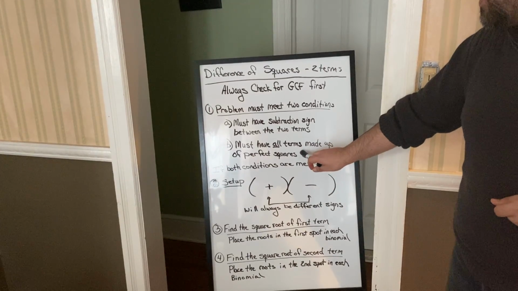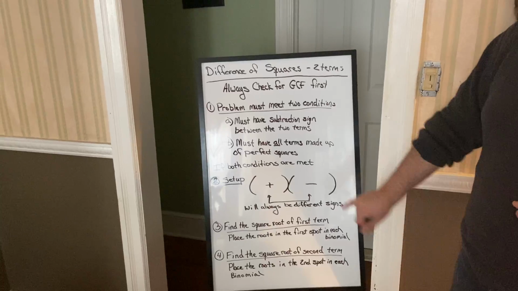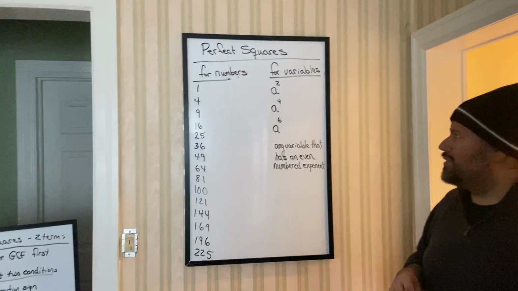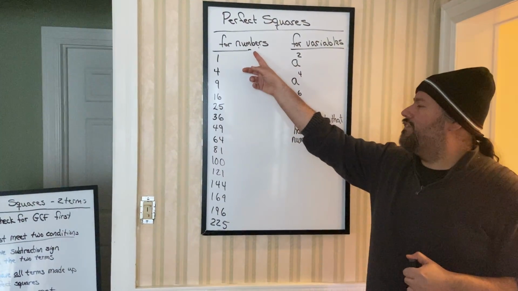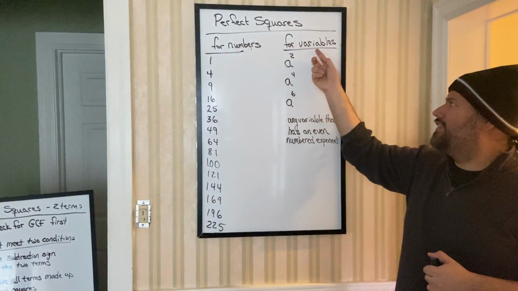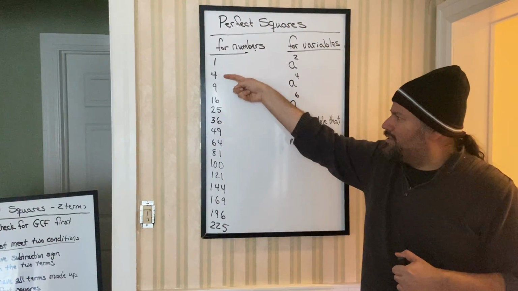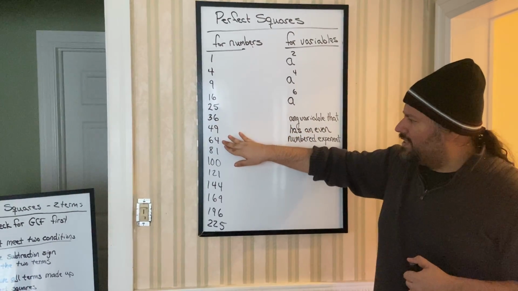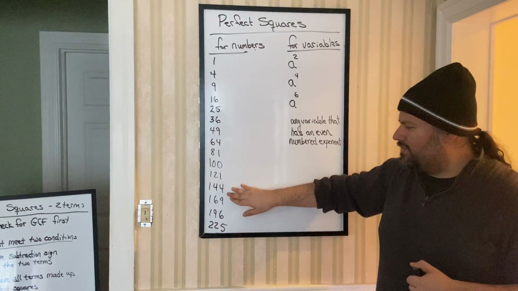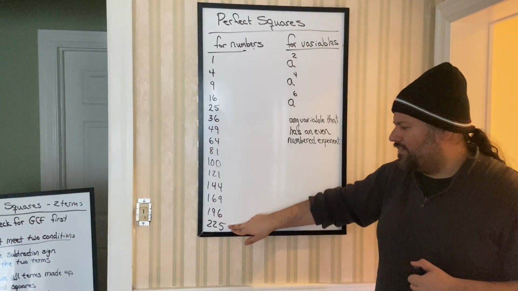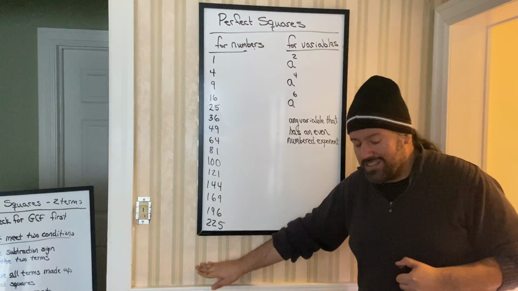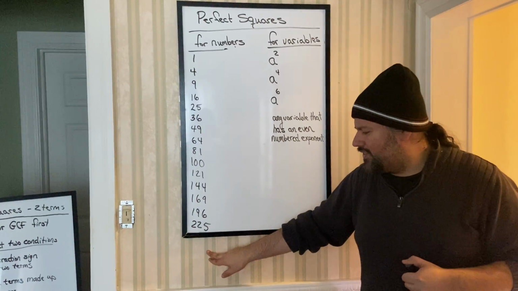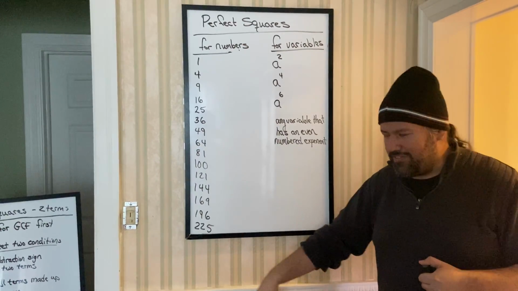Now let me talk about this part. What do I mean by terms made up of perfect squares? So we have 2 different types of perfect squares that we got to talk about. We have for numbers, and we have for variables or letters. For numbers, here's your perfect square list. Starts with 1, 4, 9, 16, 25, 36, 49, 64, 81, 100, 121, 144, 169, 196, 225. Now I kind of ran out of space. This could go on and on forever. So after 225 would be 256, and then you can keep on going down forever and ever.